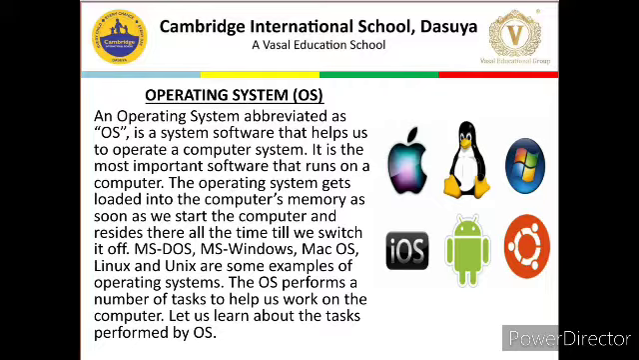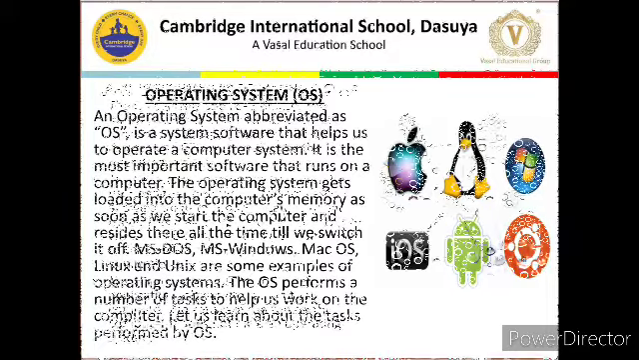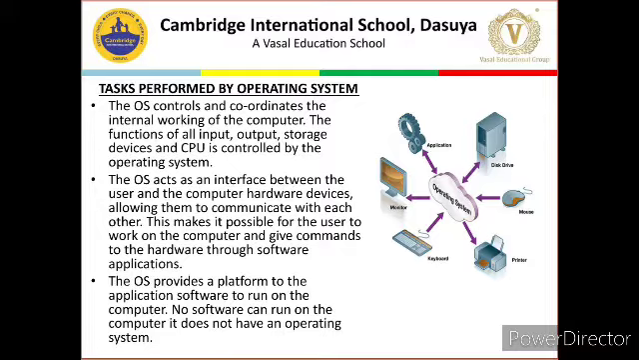MS-DOS, MS Windows, Mac OS, Linux and Unix are some examples of operating systems. The OS performs a number of tasks to help us work on the computer. Let us learn about the tasks performed by the operating system. The OS controls and coordinates the internal working of the computer. The functions of all input, output and storage devices and the CPU are controlled by the operating system.